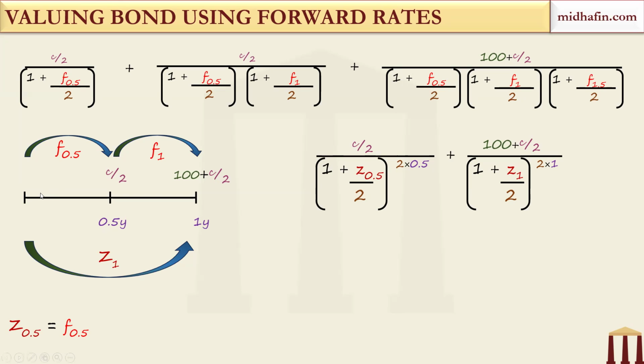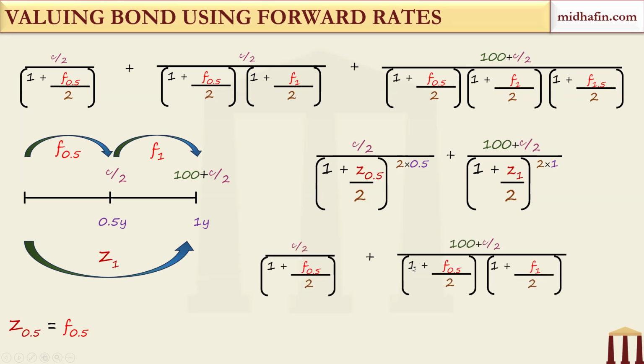By that argument, I can say even if I invest with this method or this method, I'll receive the same amount. So that means (1 + Z1/2)^(2t) is equal to the first investment, that is (1 + f0.5/2)^(2t1), times whatever money I got, all invested at the next rate. So from there I can say that (1 + Z1/2)^(2×1) is nothing but (1 + f0.5/2) times (1 + f1/2).